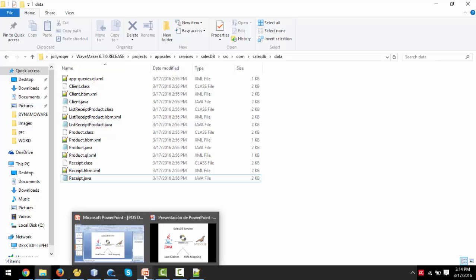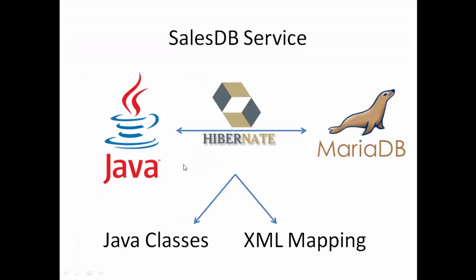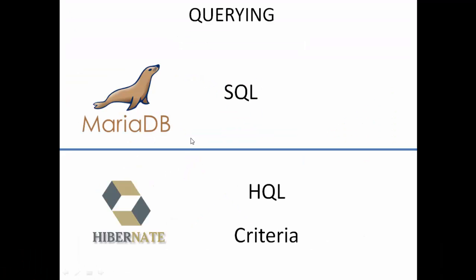Now it's good I mentioned criteria queries because I want to talk a little bit about querying before I end this little module. So querying, whenever we're using MariaDB or Oracle or Postgres, anything, we're going to be using SQL, and SQL has been there for many years. It's widely known, but Hibernate is going to be using one of two things.